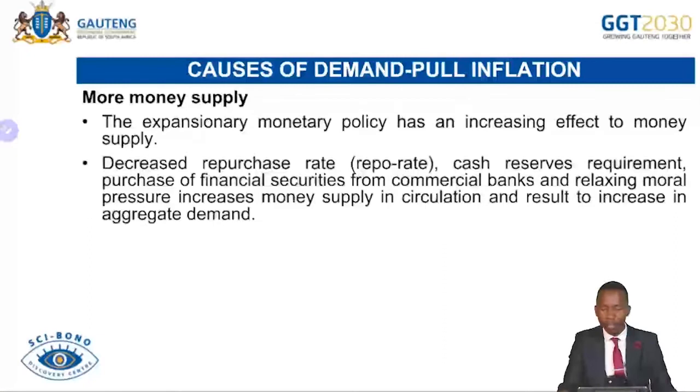Decreasing the repurchase rate and cash reserve requirement, purchasing financial securities from commercial banks, and relaxing moral pressure increase money supply in circulation and result in an increase in aggregate demand in the economy. Remember that demand is increasing at a higher rate than the supply of goods and services.